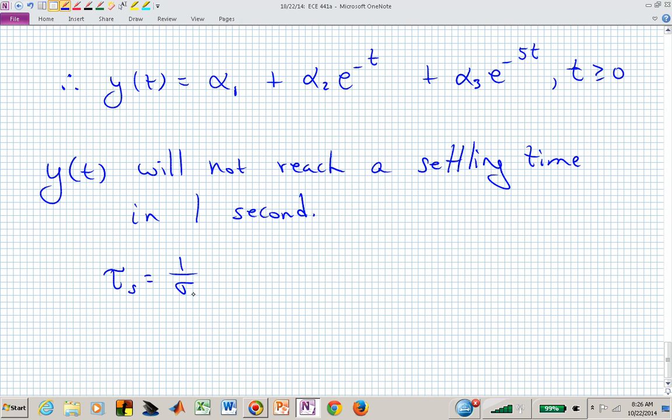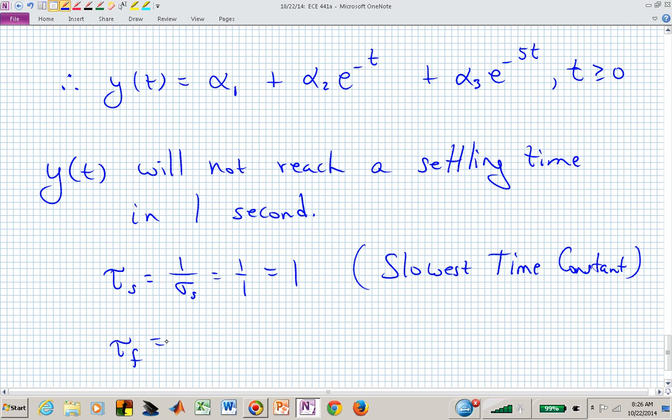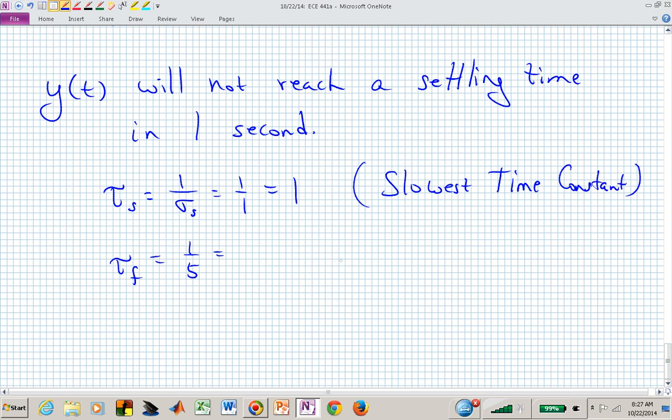That's the 1 over sigma slow. Let's say that's 1 over 1, isn't it? This is 1 second. That's our slowest time constant. And we can also see that we have a fast time constant, which is 1 over 5. That's because t in that third term will produce a 1 in the exponent. 5 times what gives us a 1? That's our time constant, and that's 1/5. This is our fastest time constant.